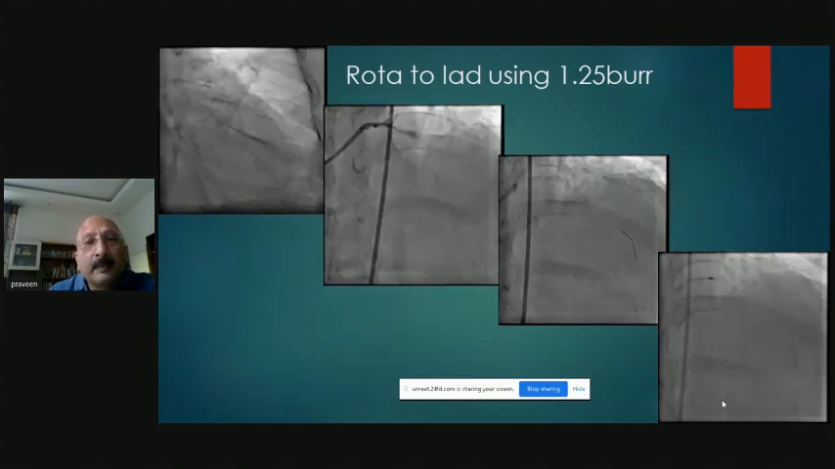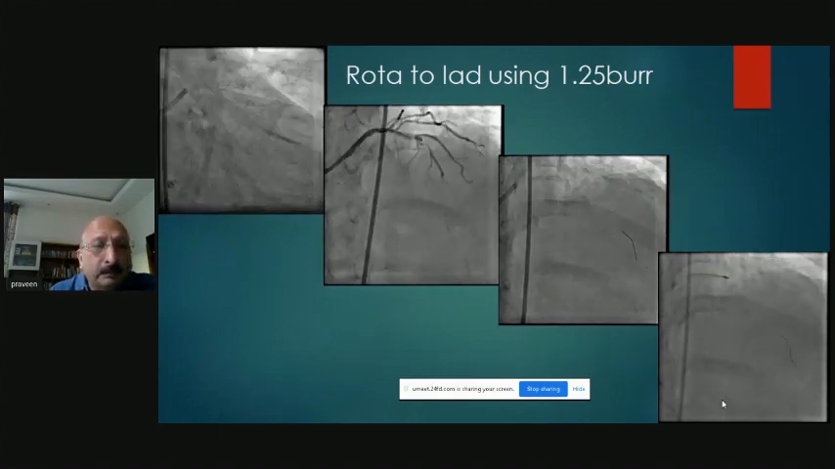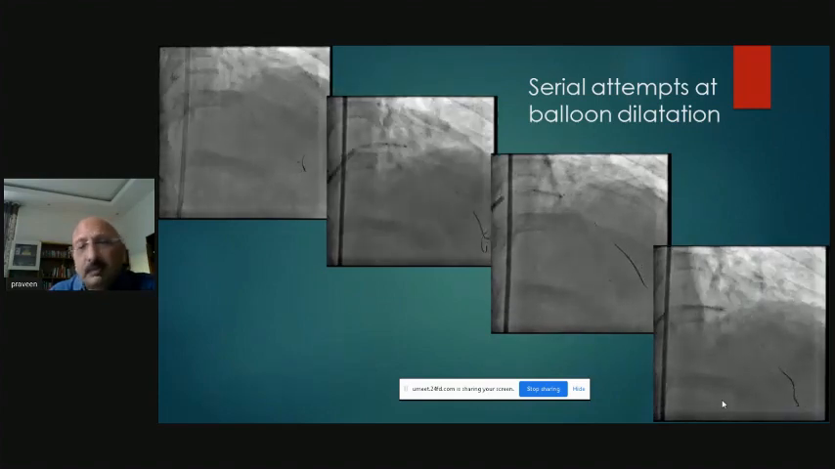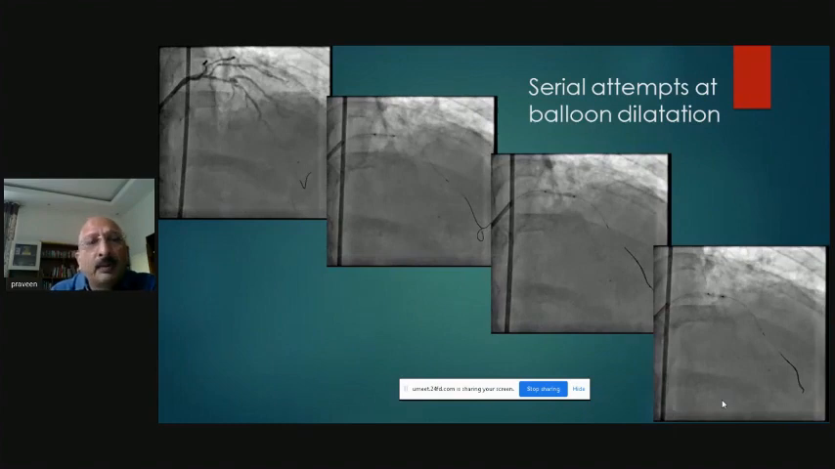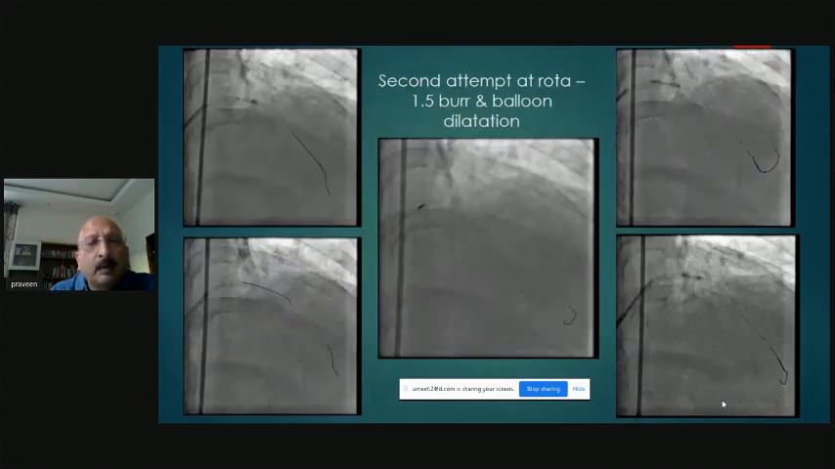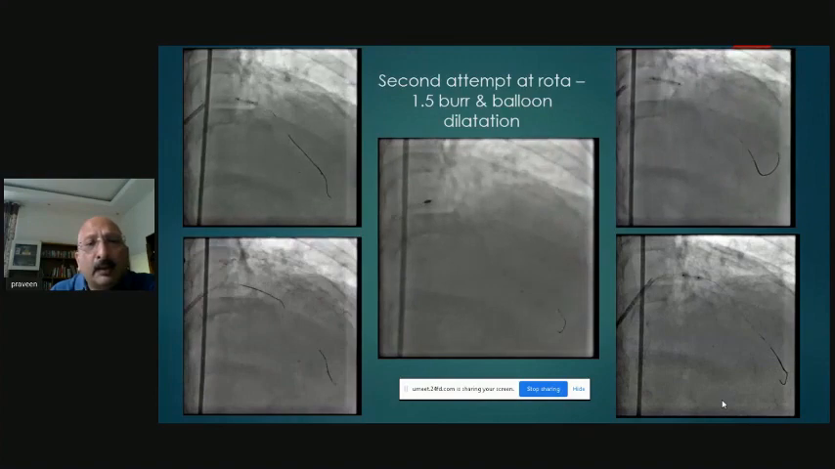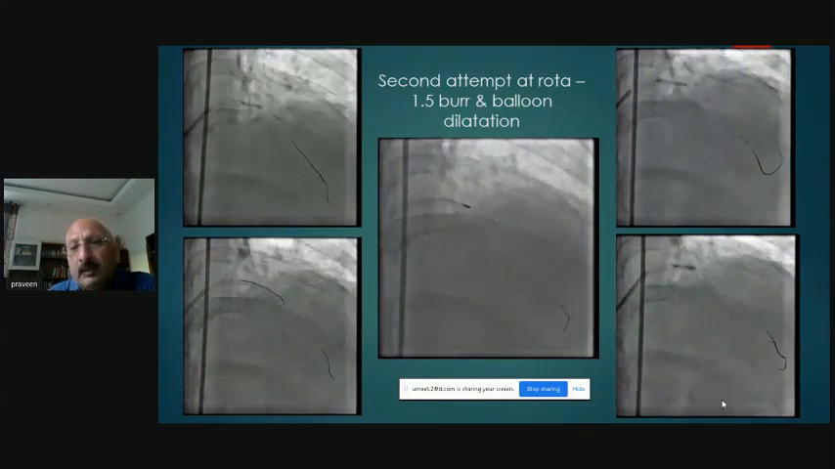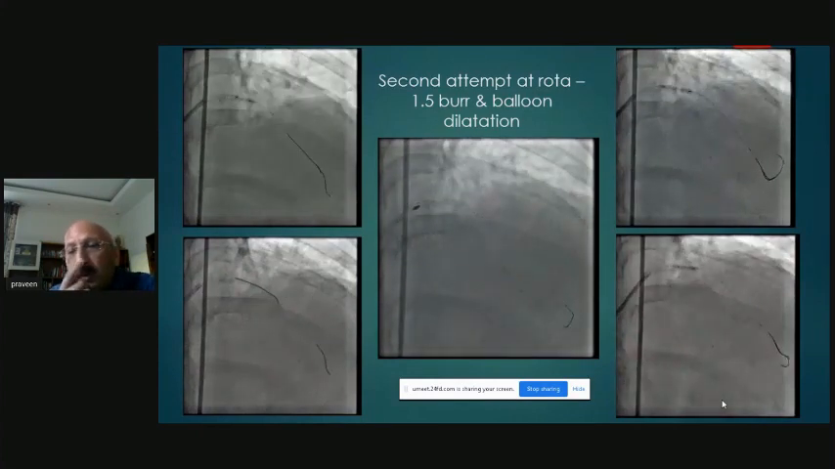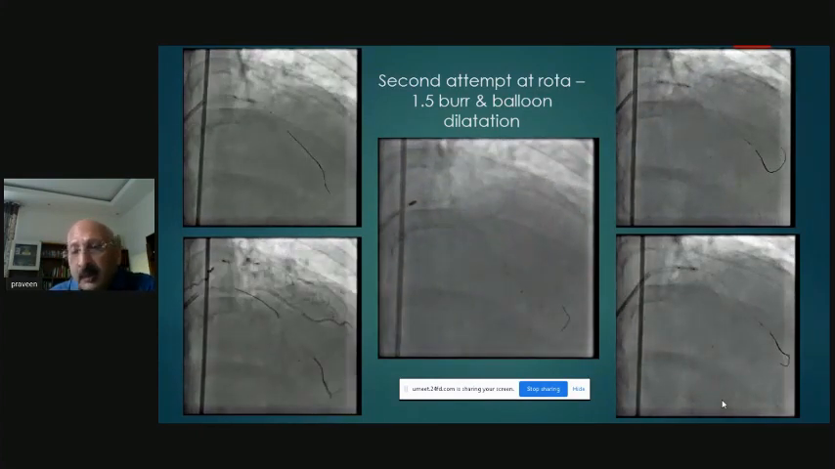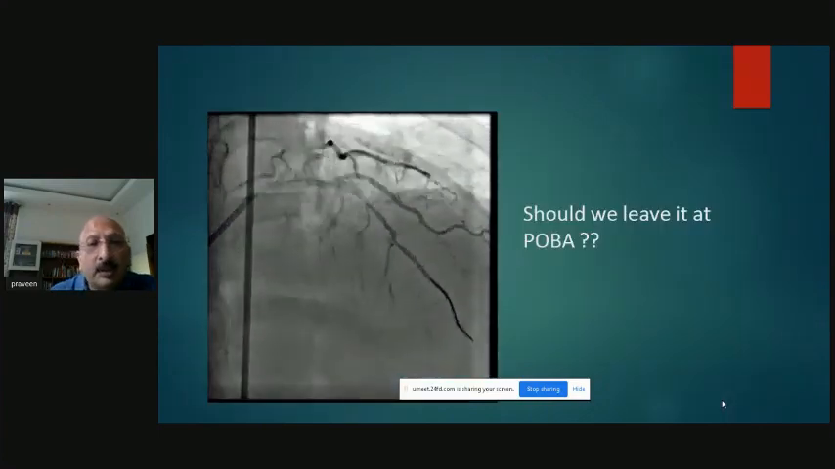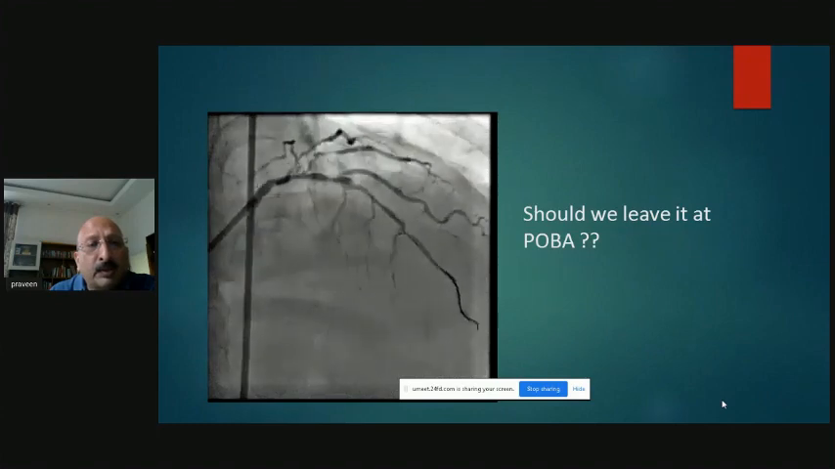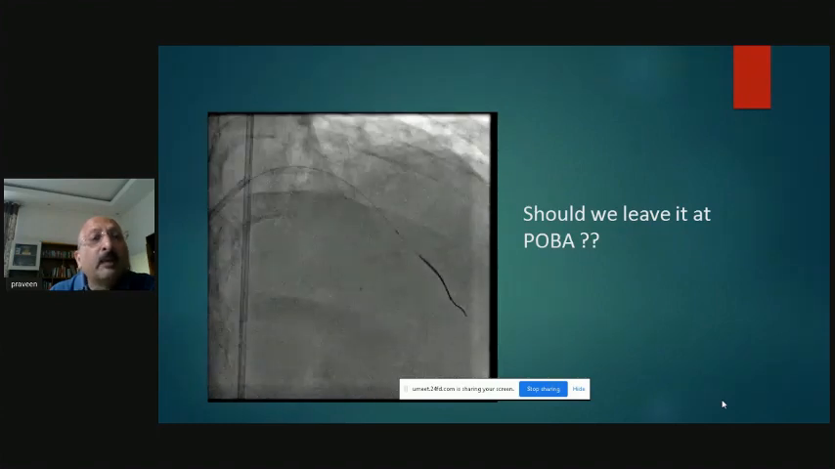So we do a Rota, followed by balloon dilatation. We find that the lesion is still not opening up. So we do another, bigger balloon at 1.5 bar, and thereafter we start dilating with the high pressure balloons. At one point, the balloon was not giving way. However, with a smaller balloon, which gave a focused pressure, we could dilate this whole lesion.